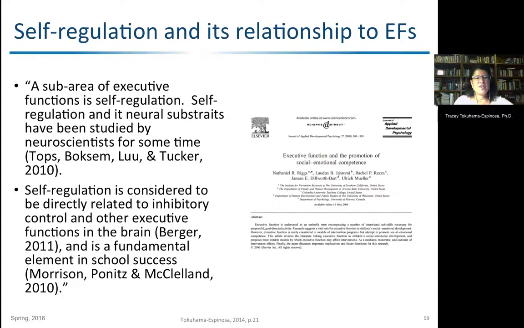To help answer this question, let's look at this bigger concept of self-regulation and how it is connected to executive functions. In Tops and colleagues' study, they found that self-regulation and its neural substrates have been studied by neuroscientists for a long time. Self-regulation is considered to be directly related to inhibitory control in the brain, and it's also very important for school success.